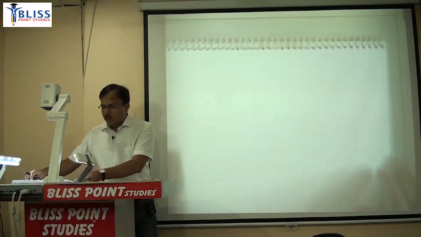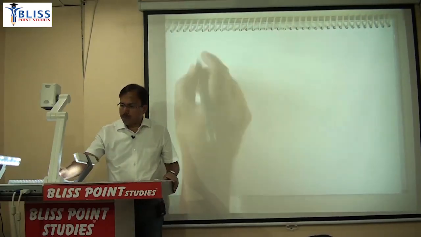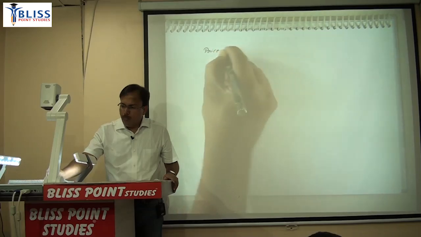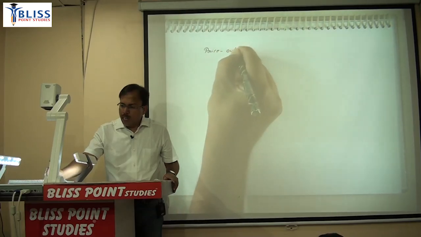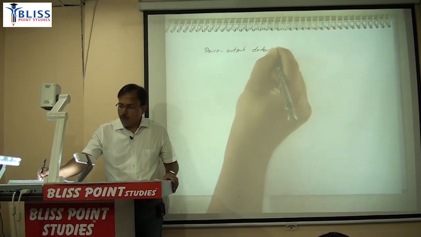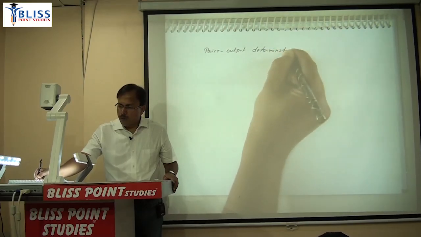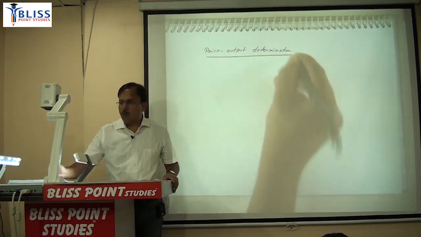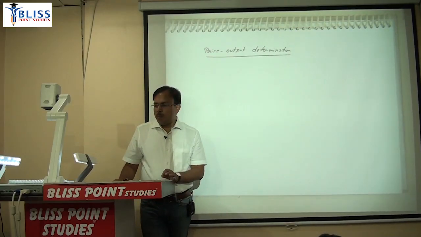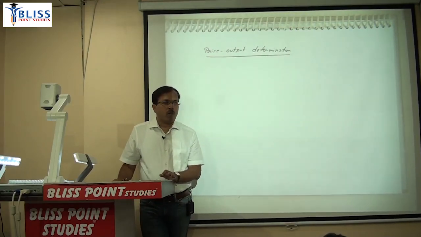Now the first topic is: explain price and output determination. Make this the heading first. So we are explaining price and output determination for perfect competition.